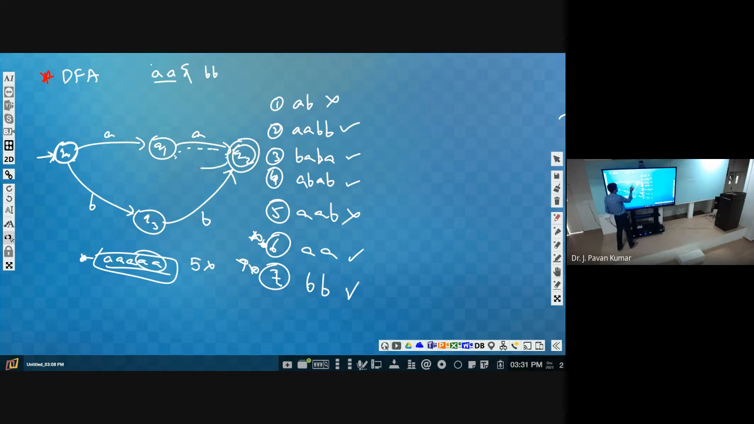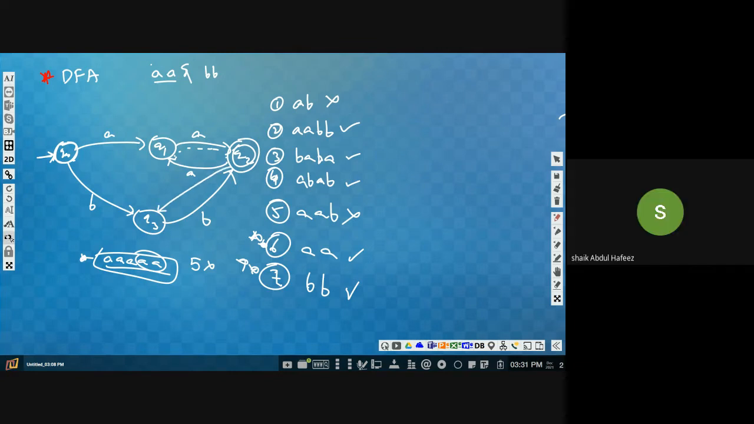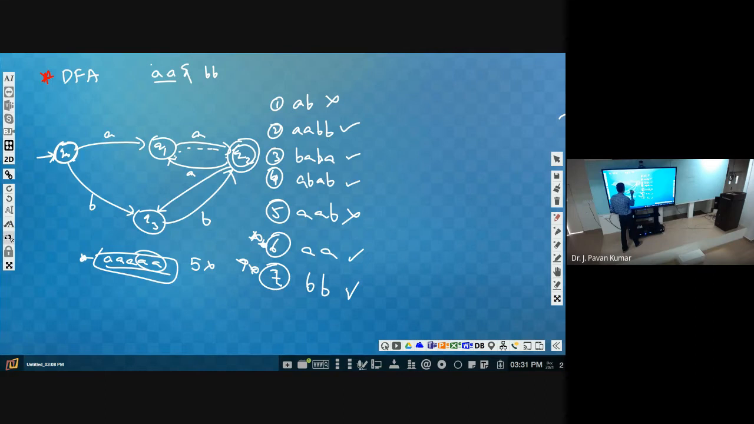So somewhat it is feasible only. So Q2 to Q1 will put A. Okay. Next, what about B? B also can be interpreted in the same way, right? Yes or no, sir? Yeah. So Q2 to Q3 on the input symbol B. Okay. Now it will accept.